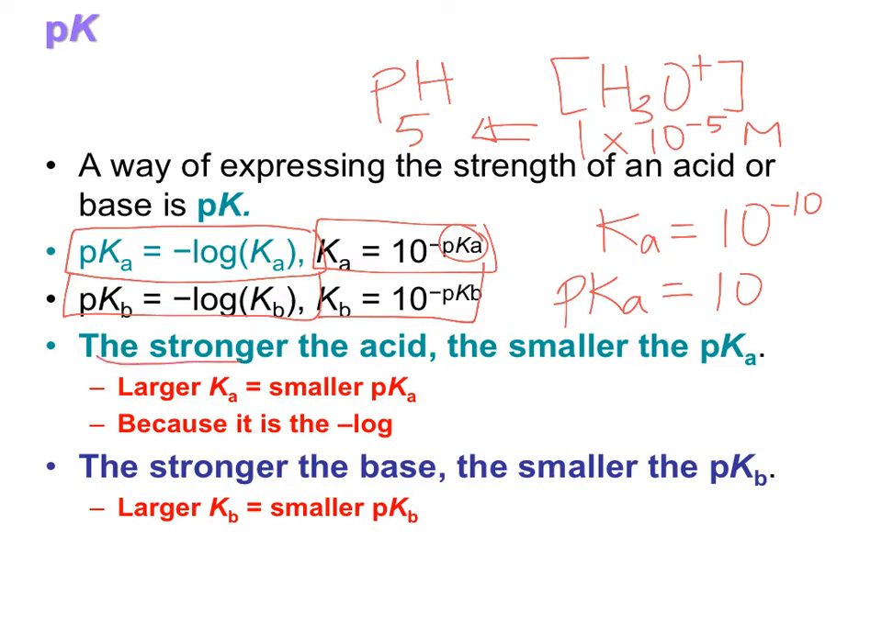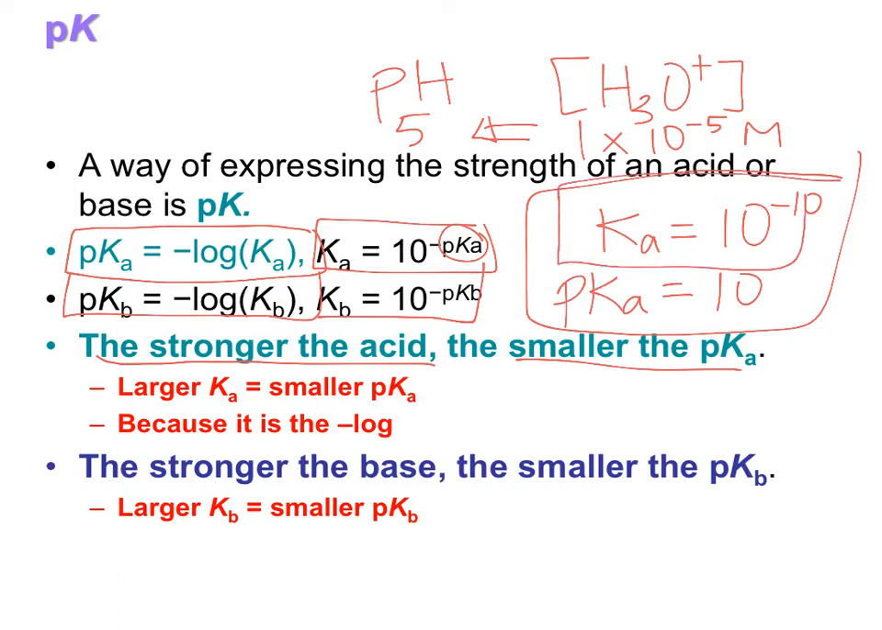Here the trend is the stronger the acid, the smaller the pKa. So in this particular example, the Ka was 10 to the negative 10th, the pKa was 10. The Ka is telling us that there is very little product in solution, meaning that the acid did not want to ionize, meaning it was a weak acid. And when you look at the pKa, it has a very high pKa of 10. High pKa means weak acid again. So the stronger the acid, the smaller the pKa. Here we have a very weak acid, right?